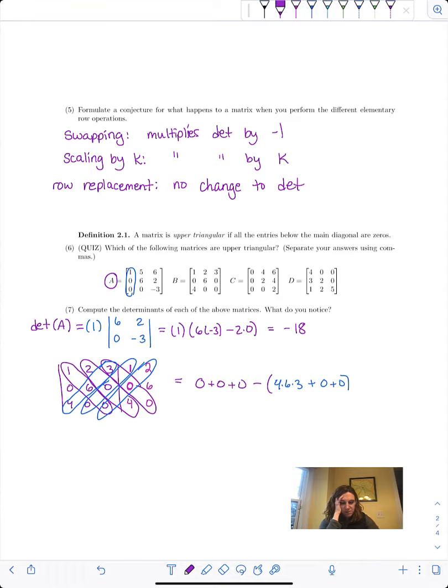And what you should start to notice, so this is that 4 times that 6 times that 3, but it just has a negative sign attached to it. So let's see, that would be, I think that's 92, negative 92. No, sorry, 24 times 3 is negative 72. Okay.